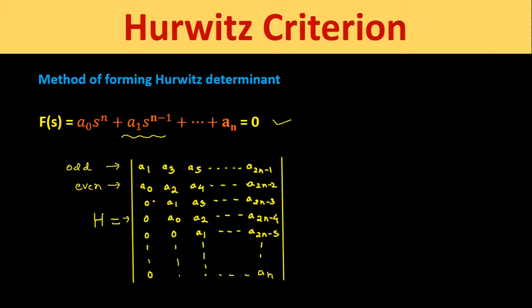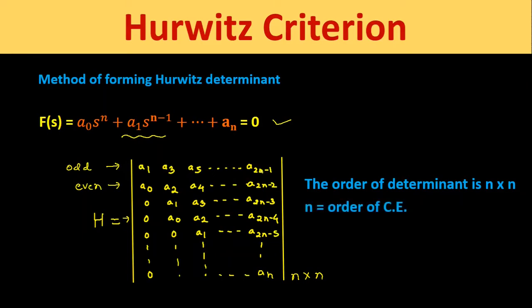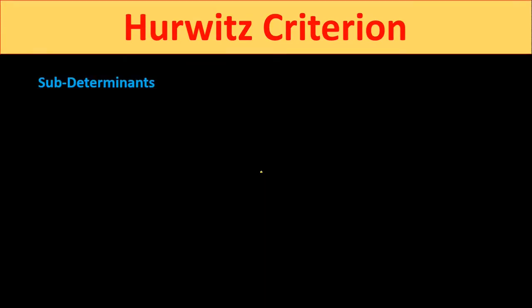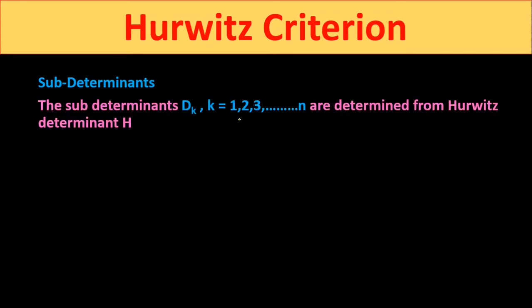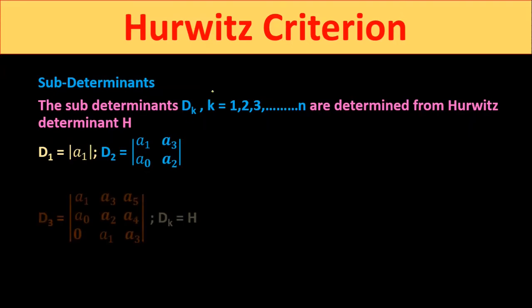the subdeterminants dk. Here the order of this determinant is n cross n and n is the order of the characteristic equation. Now let us determine the subdeterminants. The subdeterminants dk where k is equal to 1, 2, 3 up to n are determined from the Hurwitz determinant H. So the subdeterminant d1 will be equal to a1, subdeterminant d2 will be equal to a1, a3, a0, a2 and d3 will be equal to a1, a3, a5, a0, a2, a4, 0, a1, a3. Likewise, we have to determine all the subdeterminants up to dk, and here dk will be equal to H.